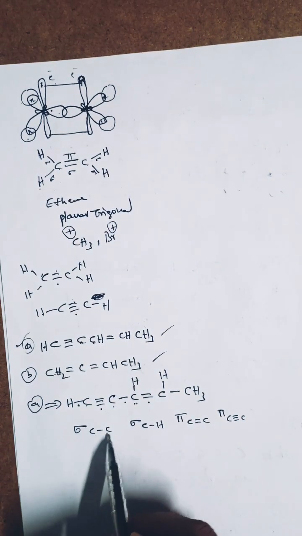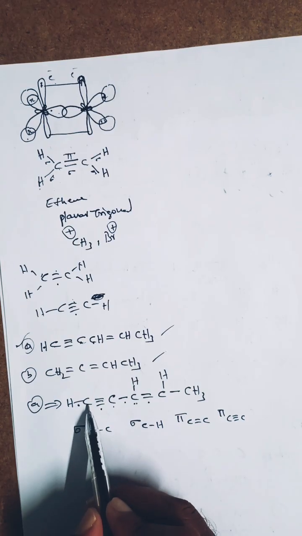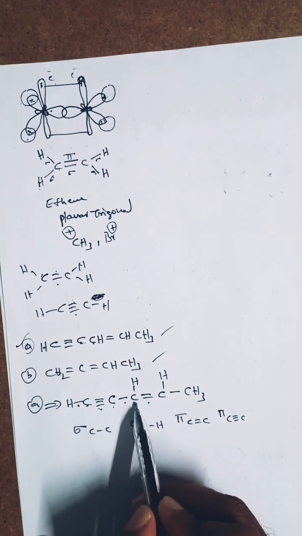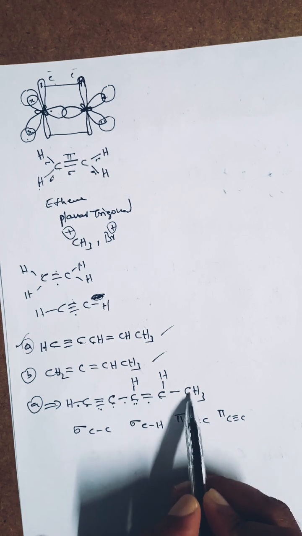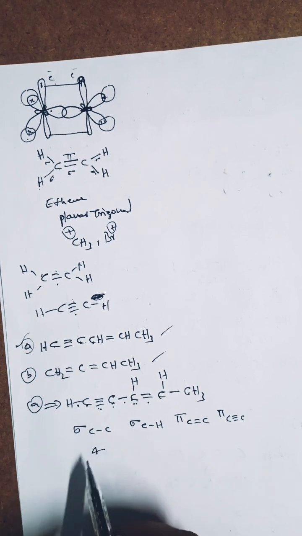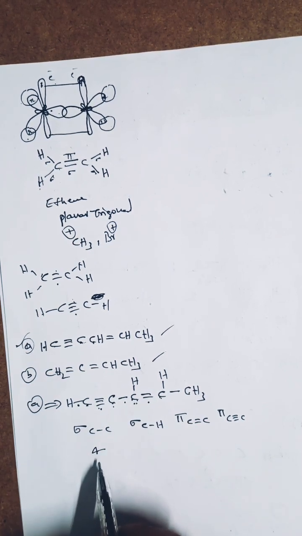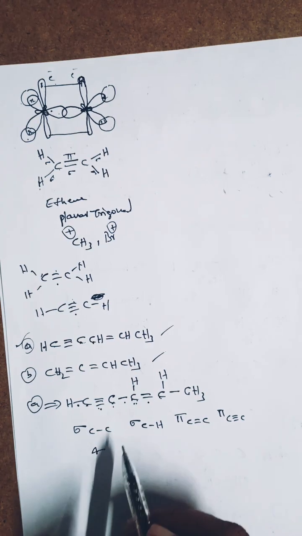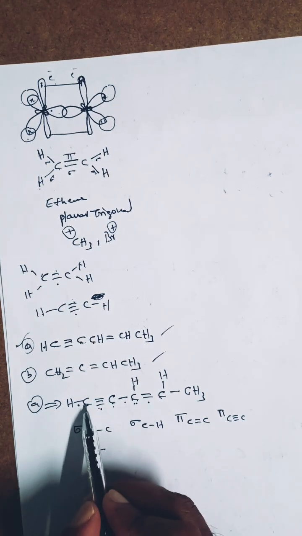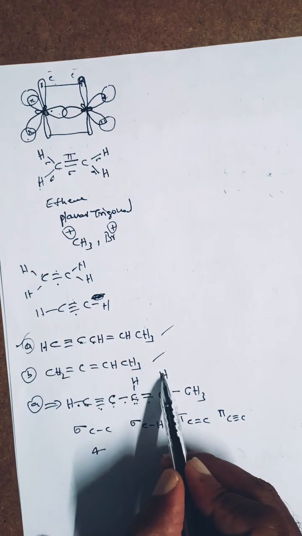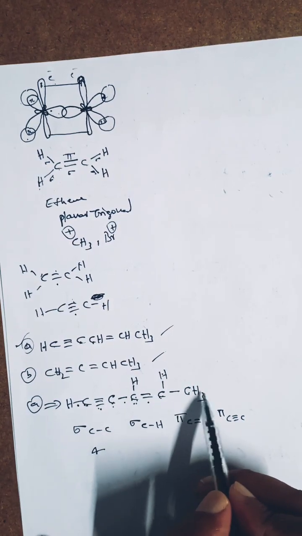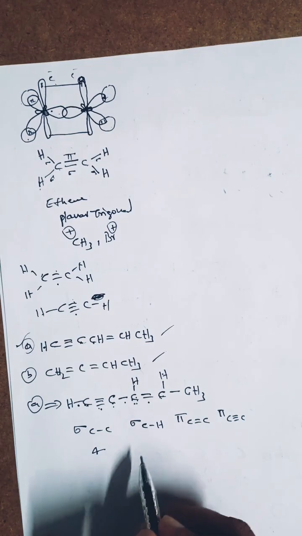So sigma C–C single bond, this is 1, this is 1, 2, 3, 4. Four sigma C–C single bonds are available. So sigma C–H, this is 1, 2, 3, here 3 hydrogens, 4, 5, 6. That means sigma C–H is 6.